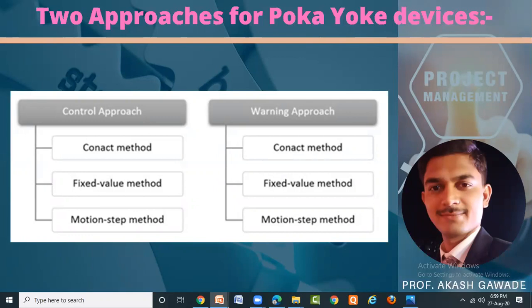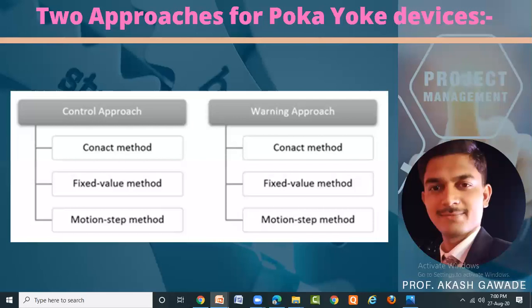That means it detects any deviation in shape, dimension, form, position, or other physical characteristics through mechanisms that are kept in direct contact with the part. This method is used in situations of rapid repetition, infrequent production, or environmental problems such as poor lighting, critical temperature, dust, noise, and so on. That's why the contact method will be used.